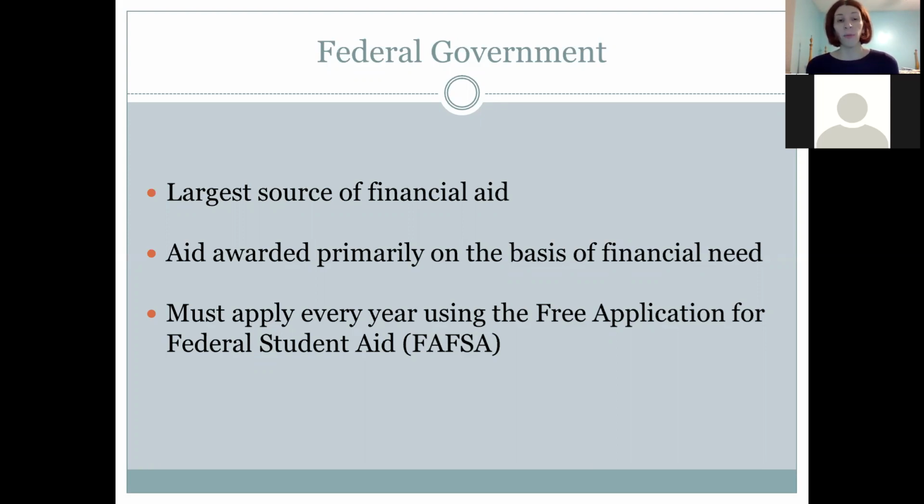So again, federal government, largest source of financial aid, but it is based primarily on the basis of financial need. So if you get a financial aid package and you don't see any need-based aid in there, the reason for that is most likely because based upon the cost of attendance and your EFC, you're just not eligible for any of that need-based aid.